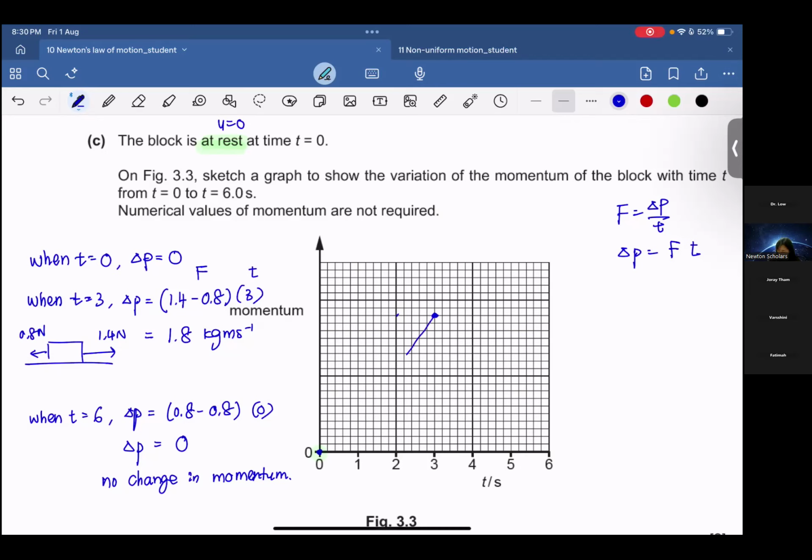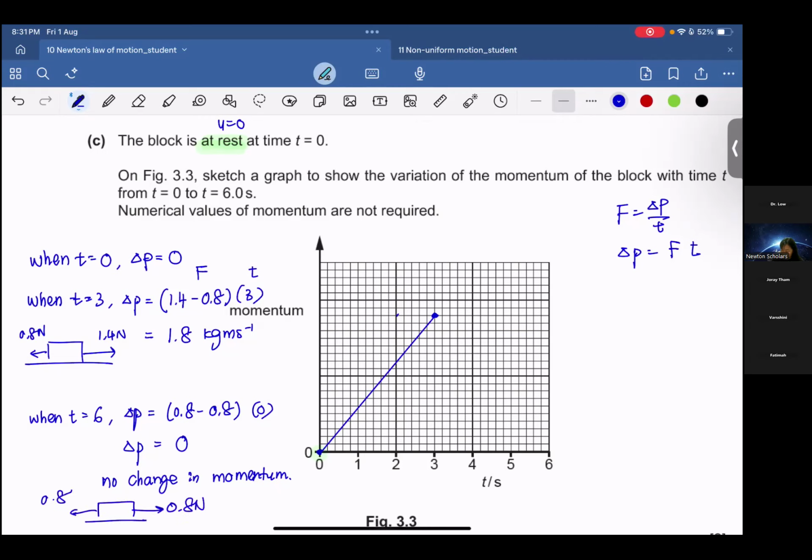Okay, then we plot the horizontal line, because it's increasing. Okay, time 1 second, 2 second, 3 second. Then after that, starting from 3 second to 6 second, the force is already balanced, 0.8 Newton, and another one also 0.8 Newton.